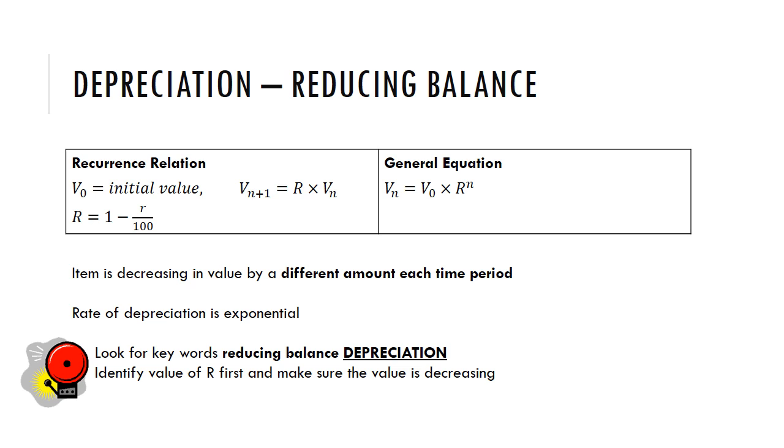Finally, we have reducing balance depreciation, not to be confused with reducing balance loans. So you're looking firstly for the keyword depreciation and then the type, in this case reducing balance. In this one our recurrence relation is slightly different. The next term is found by multiplying the current term by this value of R. Our depreciation means we're losing value, so R is calculated by doing 1 minus the rate over 100. So you're looking for information about this rate of depreciation and being able to calculate R first before you can construct your equation. That capital R is the same as what's in the general equation.